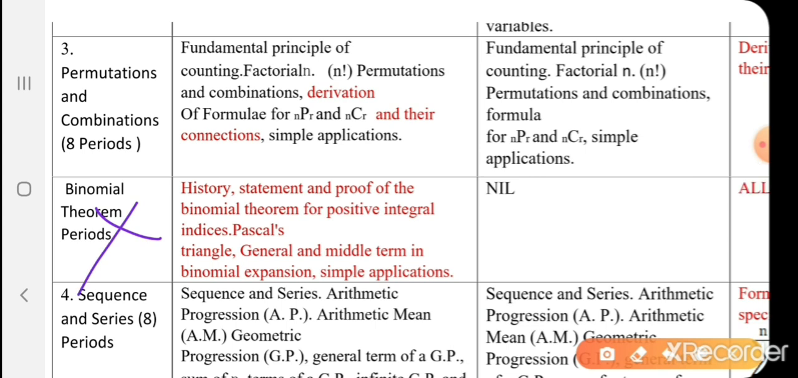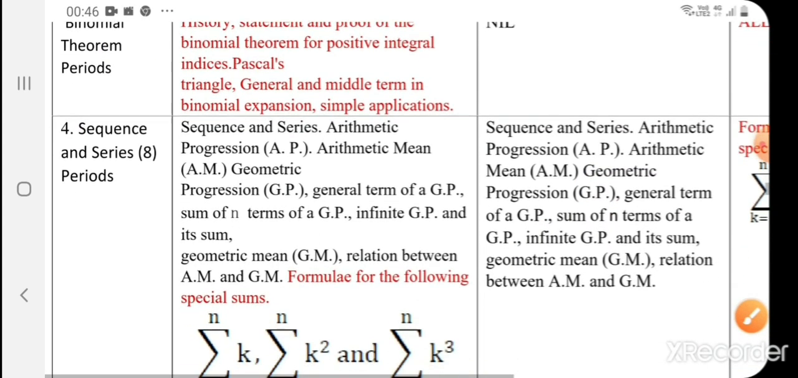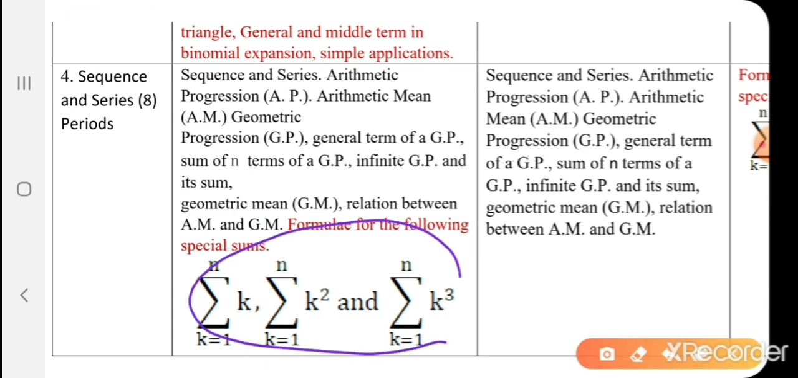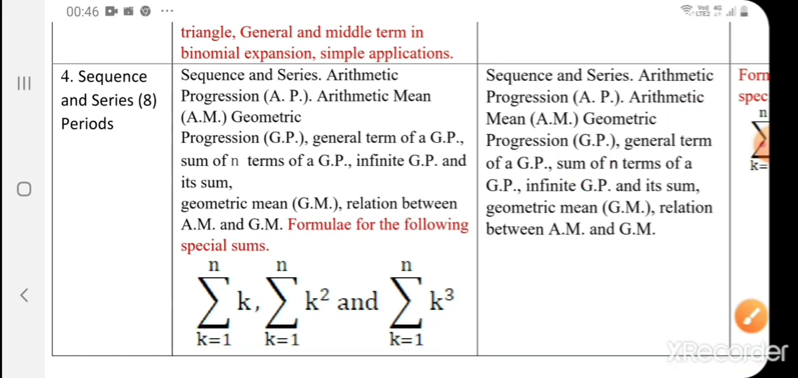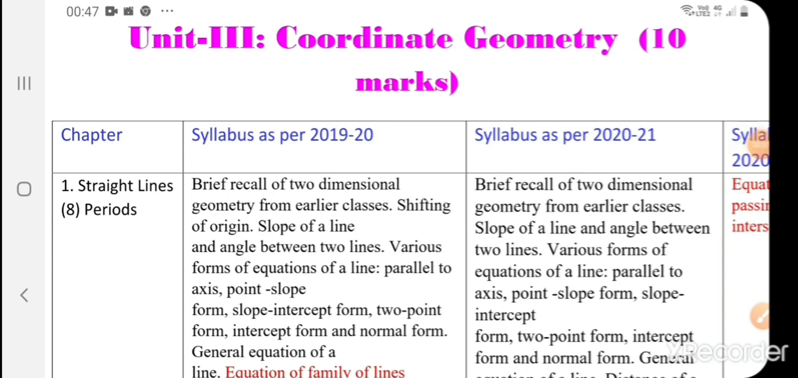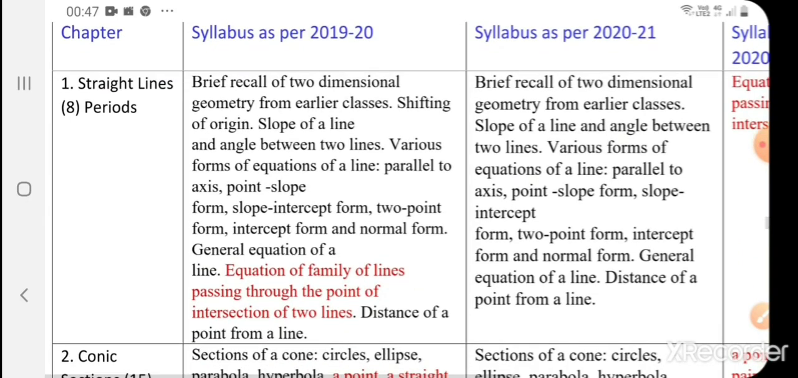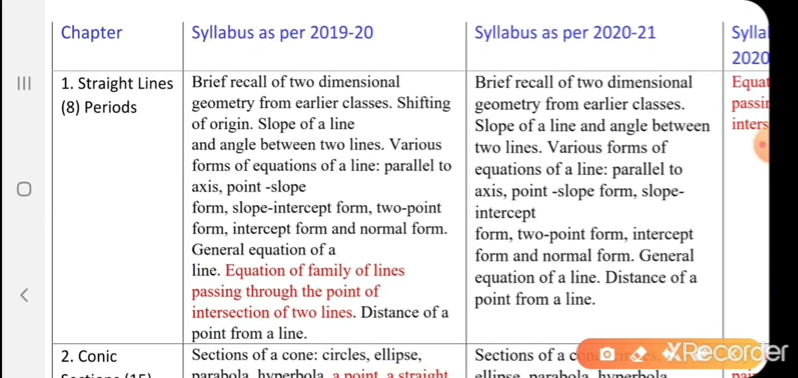Now in sequence and series, only this much is excluded. The summation of k and k square, and everything else is included here. Unit 3, coordinate geometry. Everything is included in straight lines except the equation of the family of lines passing through the intersection of two lines. This much is excluded and everything else is included for this year.